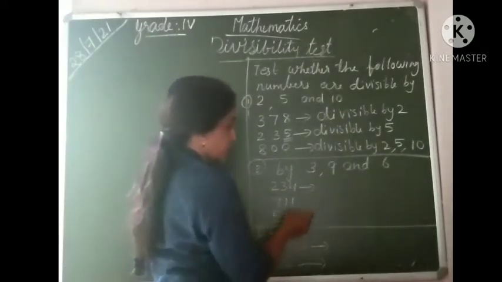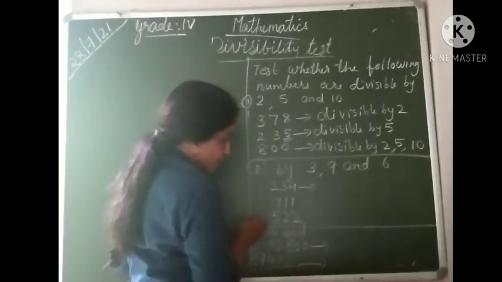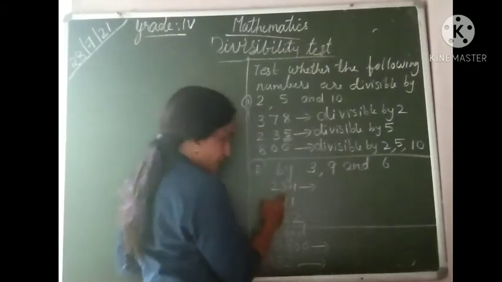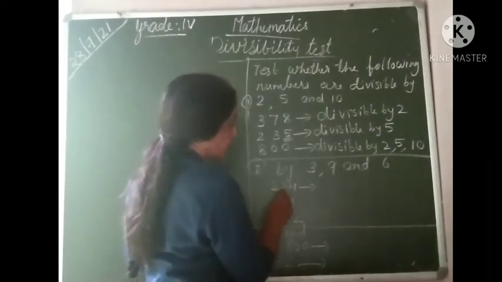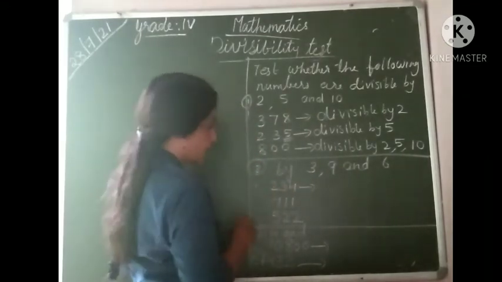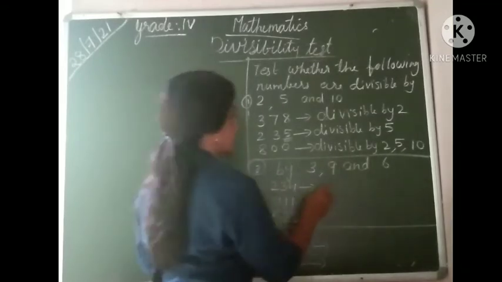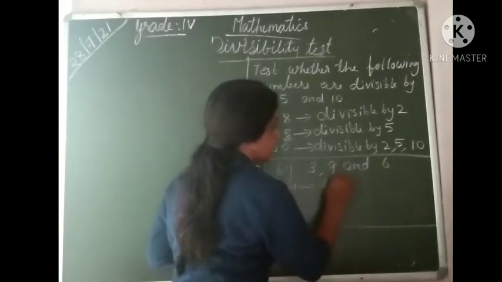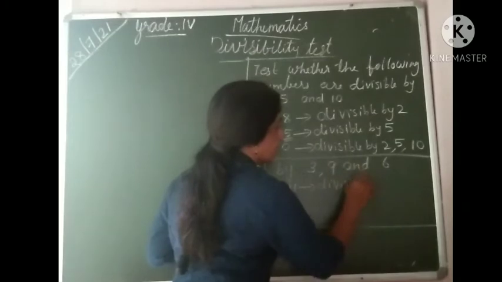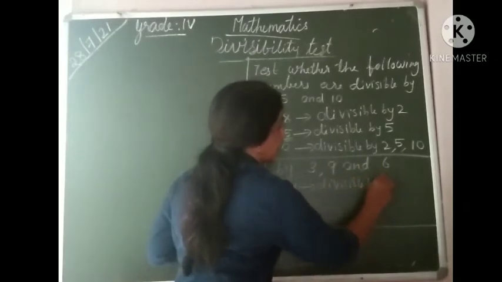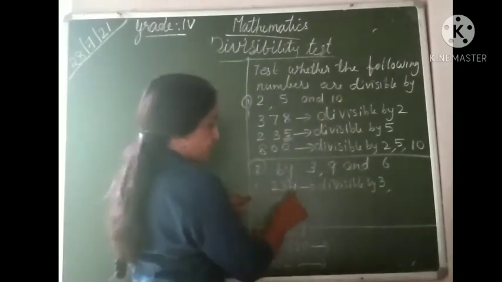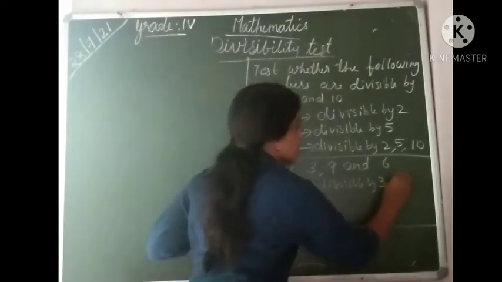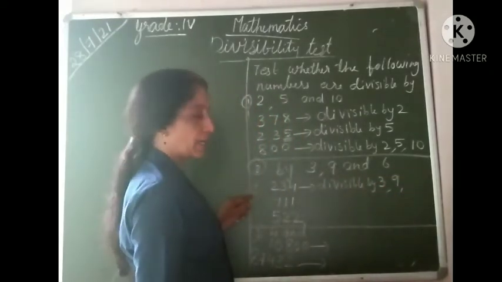Okay, first we can check by 3. How can we check? 4 plus 3, 7. 7 plus 2, 9. What is its sum? Sum is 9. Therefore, we can say this number is divisible by 3. Okay. If sum is 9, we can also say this number is divisible by 9.